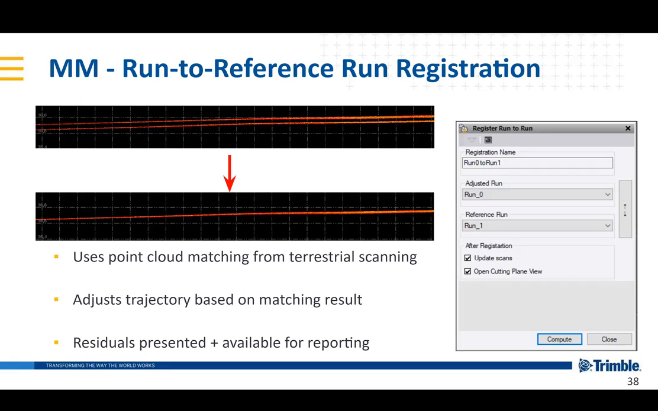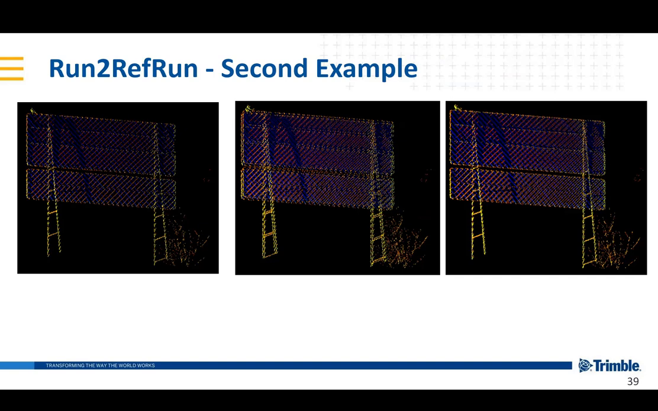We've added a run to reference run registration as well. It uses the point cloud matching from the terrestrial scanning registration routines that have been in TBC for a while. You adjust the trajectory based on that matching point cloud result, and the residuals are presented and available for the mission report. Here's a good example of that, where you could potentially have a slight mismatch of data run to run, and then the side there on the right has those data registered to each other.